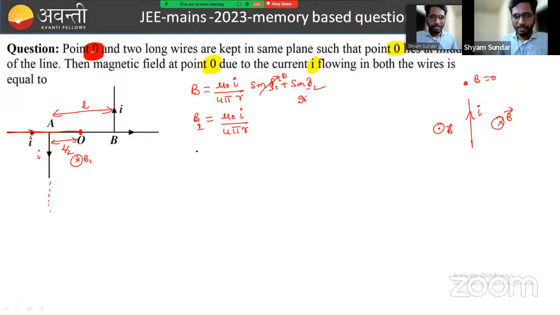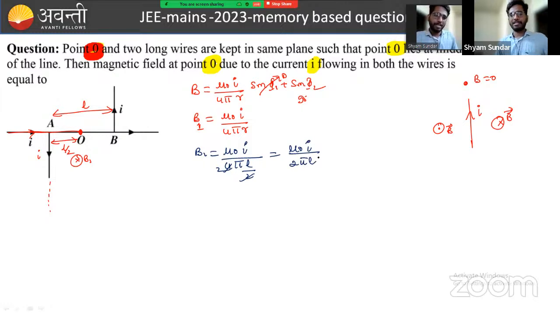Substitute the value of r here. Then B1 is equal to mu naught I divided by 4 pi, where r is L by 2. The 2s cancel. Hence mu naught I divided by 2 pi L is the magnetic field intensity B1.